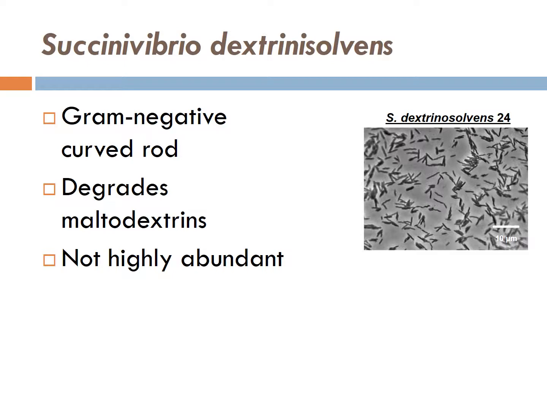Succinivibrio dextrinisolvens is a gram-negative curved rod. It degrades maltodextrins, which are breakdown products of starch. They're starch oligosaccharides. It is not highly abundant.